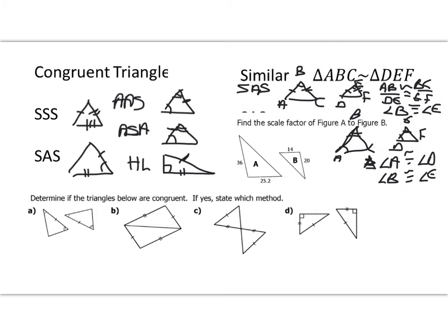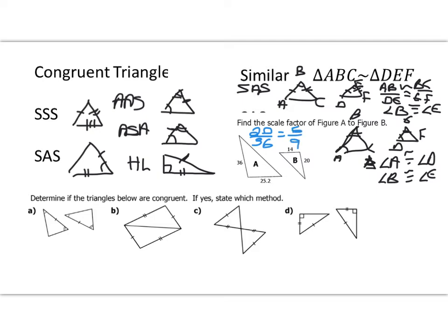So the scale factor of figure A to figure B: if I'm going from A to B, that means I'm going smaller, right? So what happened when I went from A to B? It got smaller. So 20 over 36, and 20 over 36 has a scale factor of 5/9.